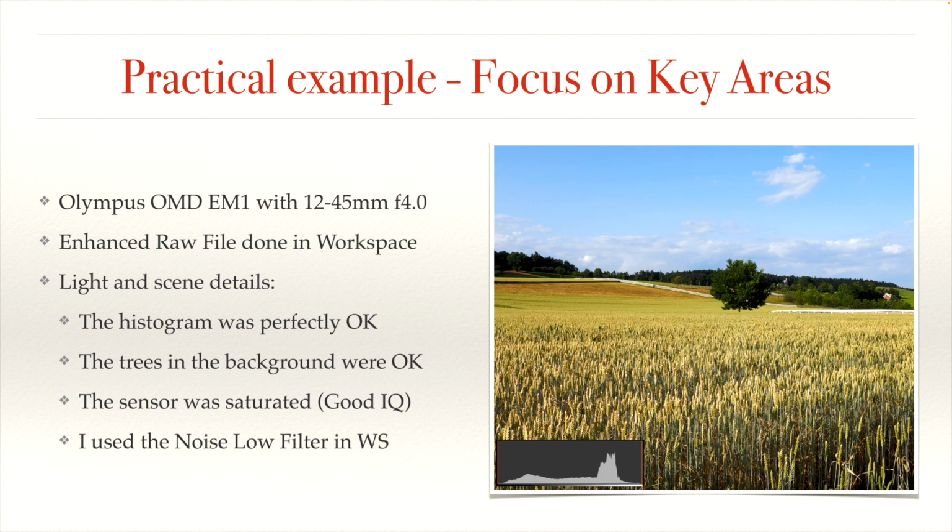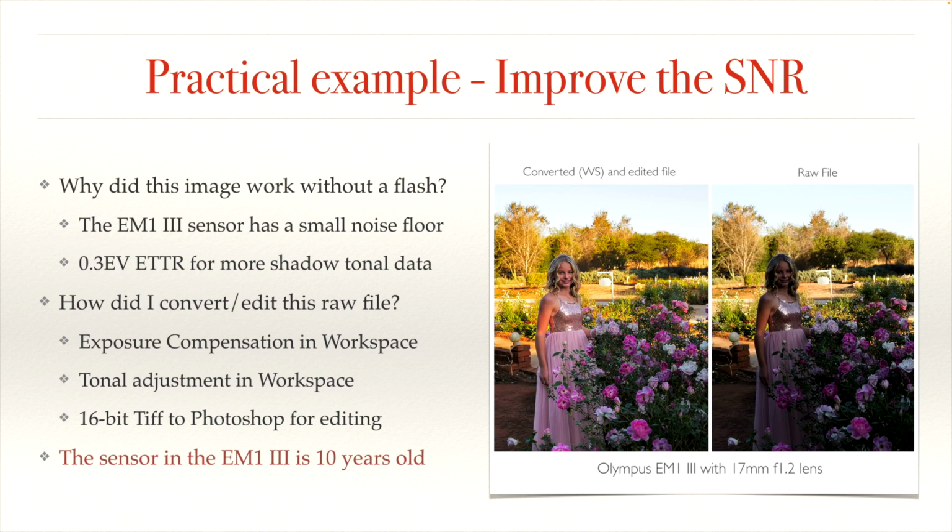The next one is again a good image quality. The quality of light was good here, and I'm focusing on the main areas. This is the main thing for this image: the sky, the clouds, and the front area. My focus was not the trees in the background here. So I was happy with the histogram. I didn't have to do anything. I just took the image.